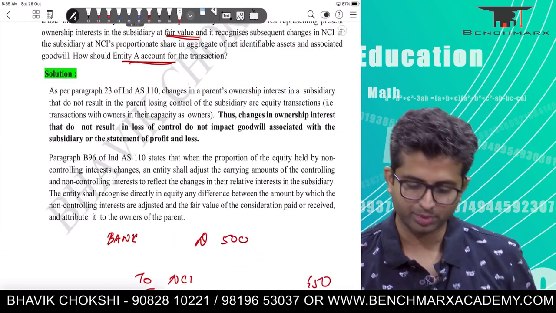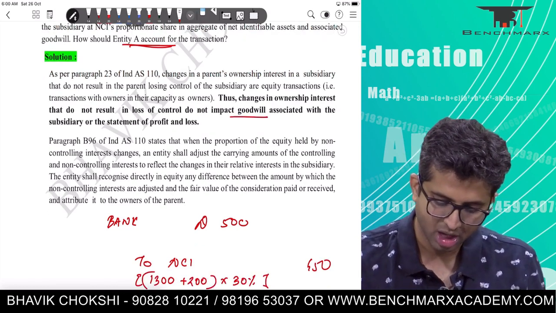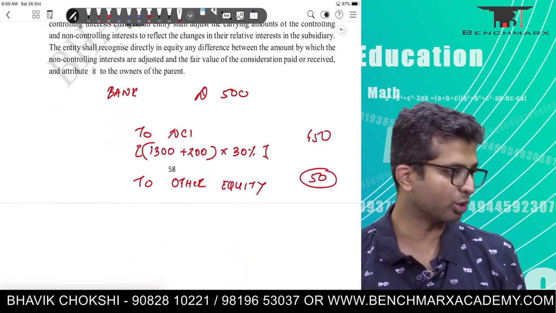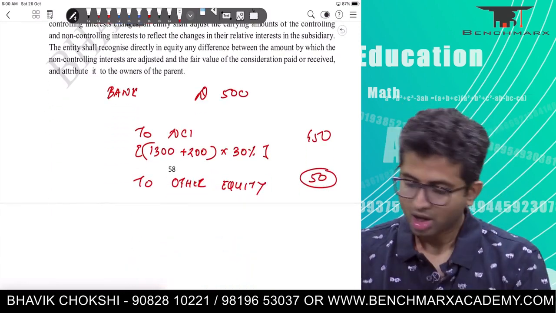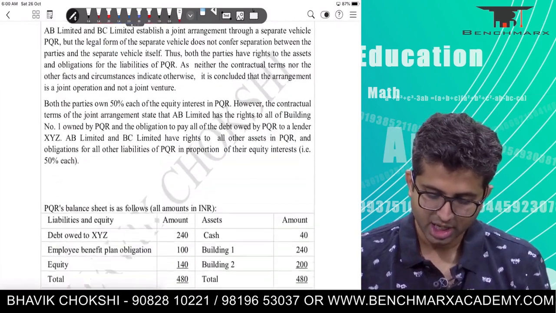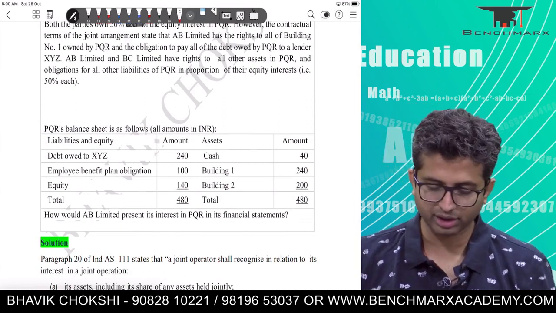This is 50 rupees. That is your goodwill, as you can see in this entry, is not affected. Your statement of profit and loss also is not affected. It is directly going into the other equity. Okay, so this takes care of the subsidiary cases. Next, you are going into cases which involve a joint operation and then involve associates.